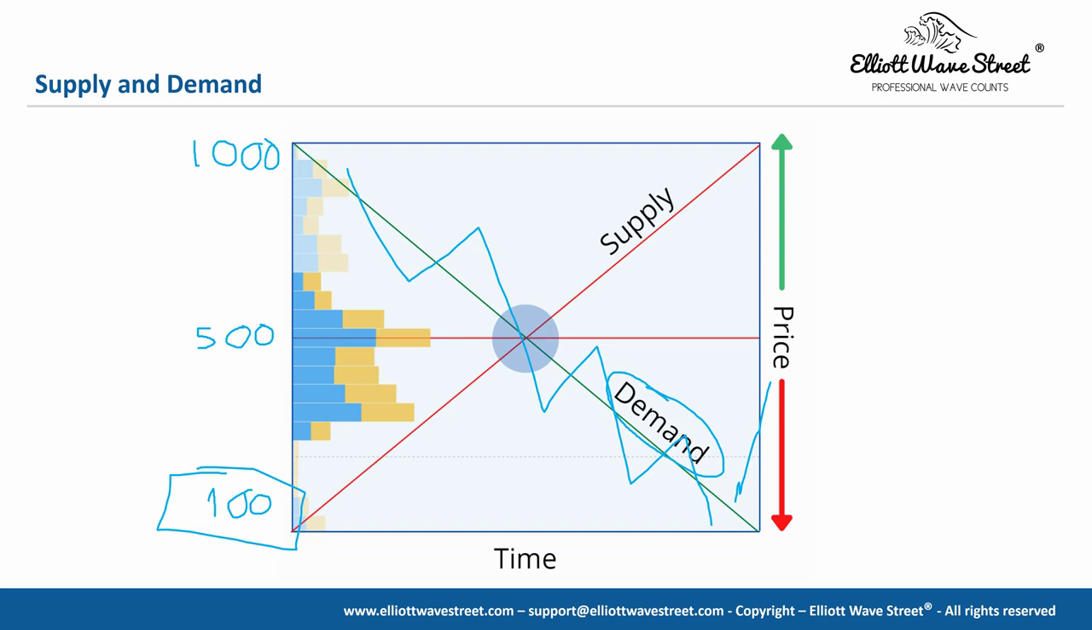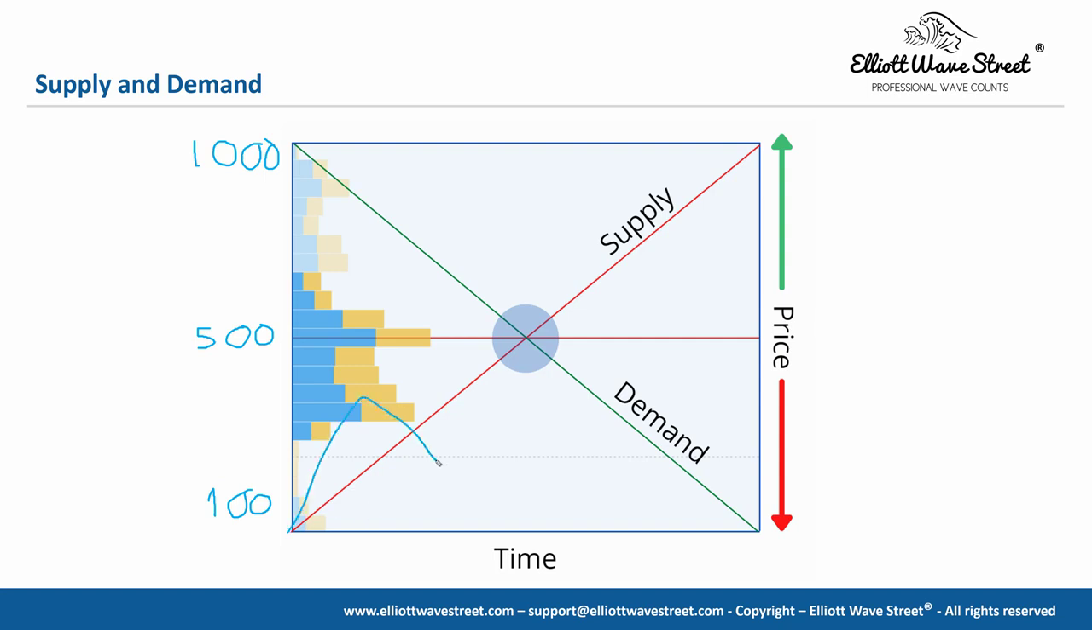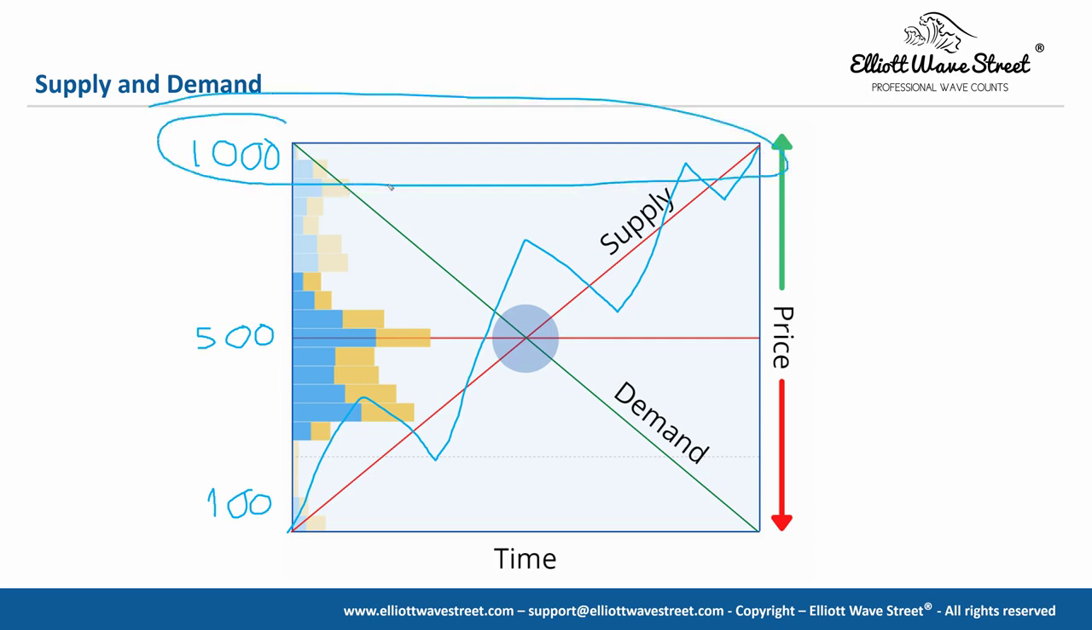And the same at the top. If we have the price going higher, and higher, and higher, you don't want to buy the laptop at $1,000. So demand is going down and supply is going up, because sellers want to sell at higher prices.